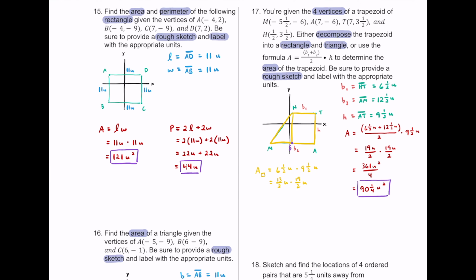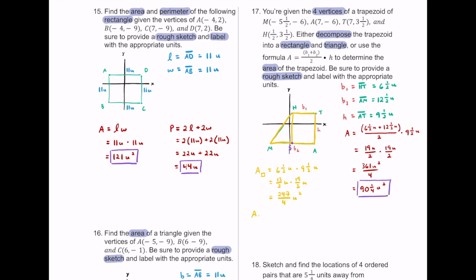Now, 13 times 19 is 247, so that's going to be 247 over, and then 2 times 2 is 4, so it's 4 units squared. So I'm going to leave that alone for just a moment, but that would be the area of the rectangle. Now, let's take a look at the triangle.